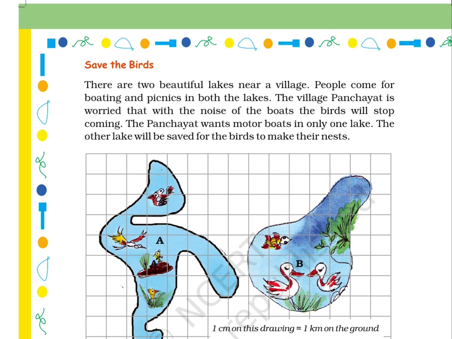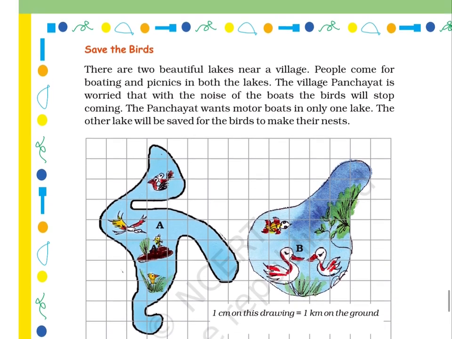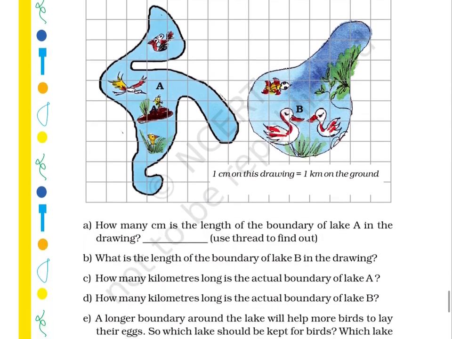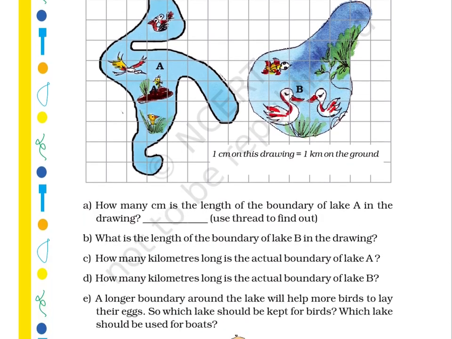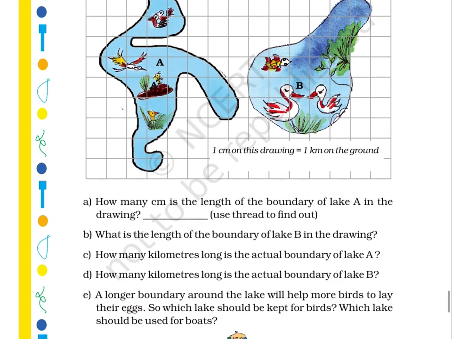On a square grid below this, we have the pictures of 2 lakes, A and B. We see birds on both the lakes. We also have the information mentioned. 1 centimeter on this drawing is equal to 1 kilometer on the ground.